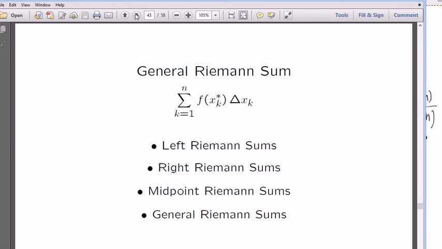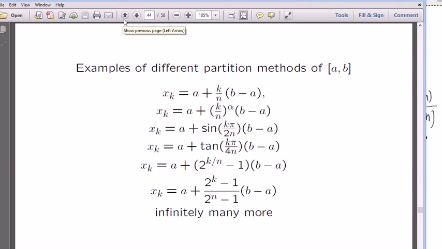So I'm showing you today lots of different irregular partitions. The very first one, this one's not really irregular, right? This is a regular one. This is a partition method. Do you recognize the first one? k times (b minus a) divided by n.